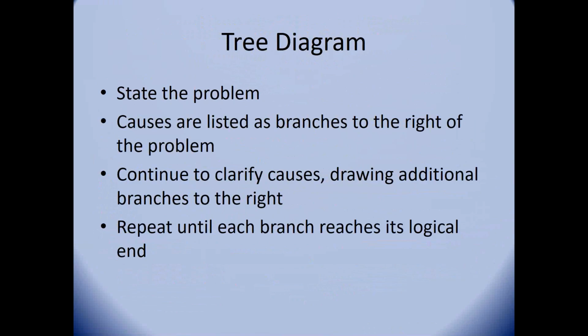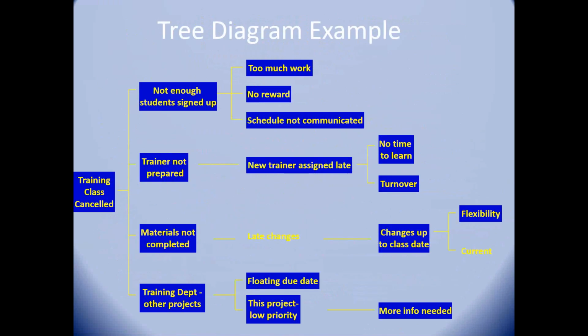So here's an example of a tree diagram. Again, much like the cause effect, but state the problem. Causes are listed as branches to the right of the problem. So it's like a tree. It says continue to clarify the causes, drawing additional branches to the right. Repeat until each branch reaches its logical end. So very, very much like a cause and effect diagram. So here would be an example of a tree diagram. So our example here says the training class is canceled. Why was it canceled?